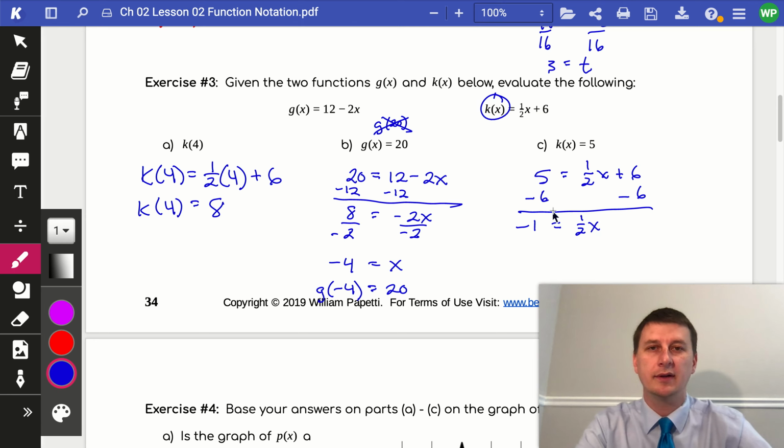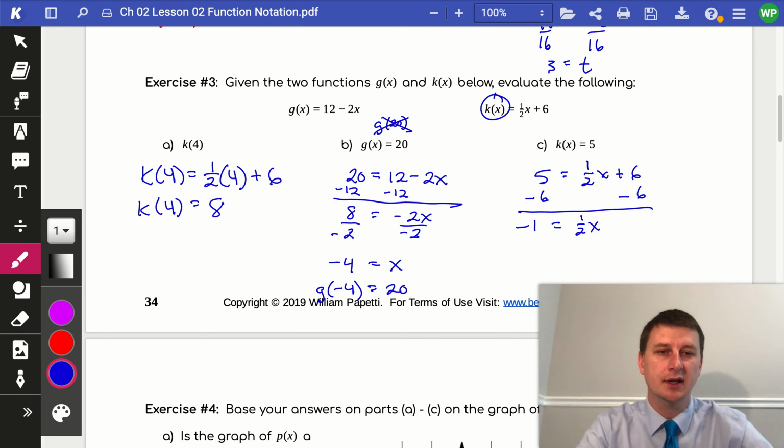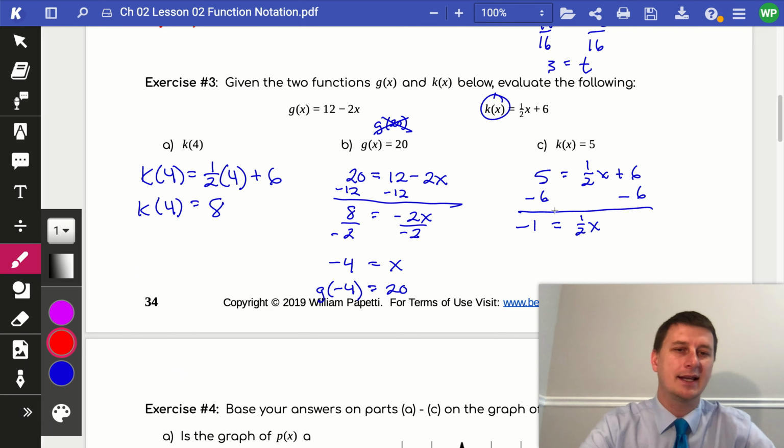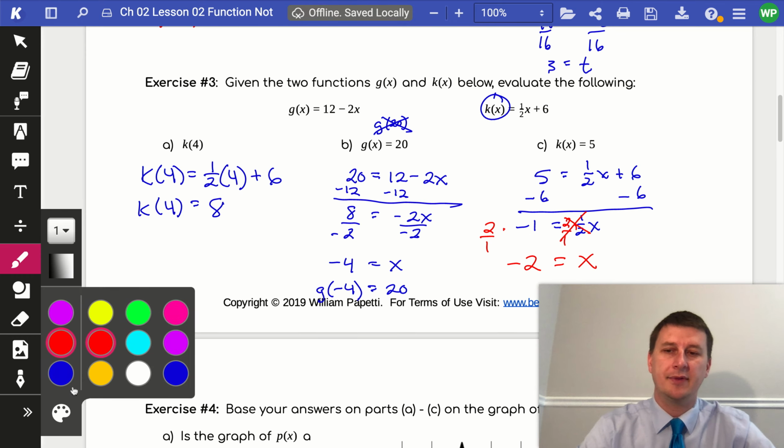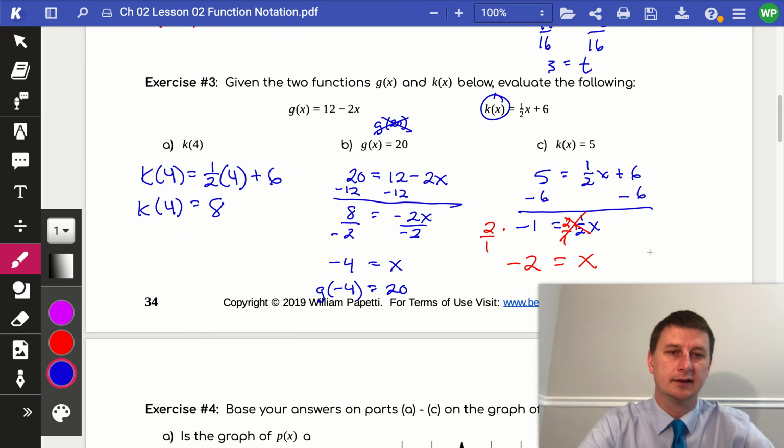If you remember, if you were watching back in the chapter 1 videos, you could divide by 1/2 here, but I'm not a fan of dividing by 1/2. Instead, I like to multiply by the reciprocal. So I'm going to multiply both sides over here by 2 over 1, or just 2. So they'll cancel out, and I'll be left with x is equal to 2 times negative 1 is negative 2. And again, this is the same thing over here as saying that k of negative 2 is equal to 5.